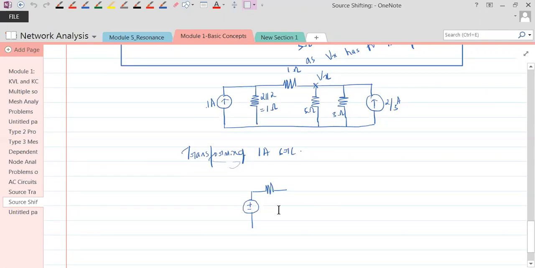So what is voltage? V is equal to IR. So it's 1 into 1. So what would it be? It would be 1 volt. So this is 1 volt. So this 1 ohm would come in series with 1 volt. So there is another 1 ohm now. Okay, so this is how this circuit is going to look like.